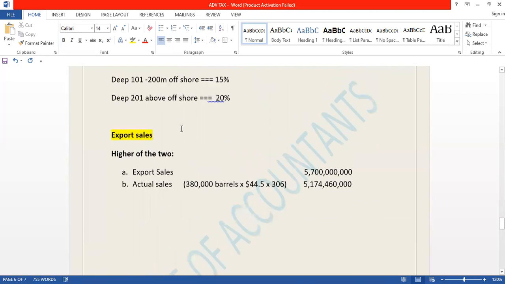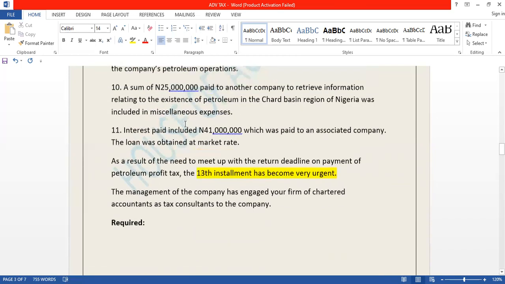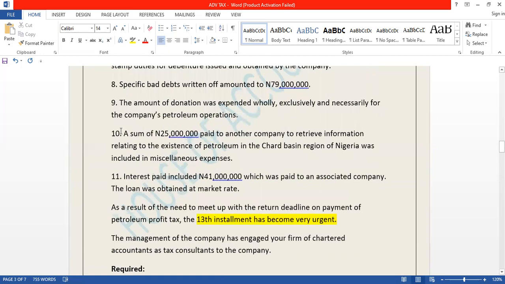We just come back here now. I think before we go, there's another adjustment which I saw in this question. They said a sum of 25 million paid to another company to retrieve information relating to the existence of petroleum in the Chad Basin region of Nigeria was included in miscellaneous expenses. Okay, so all we have to do when we get there is to less this 25 from miscellaneous, and we have the normal price we ought to have.